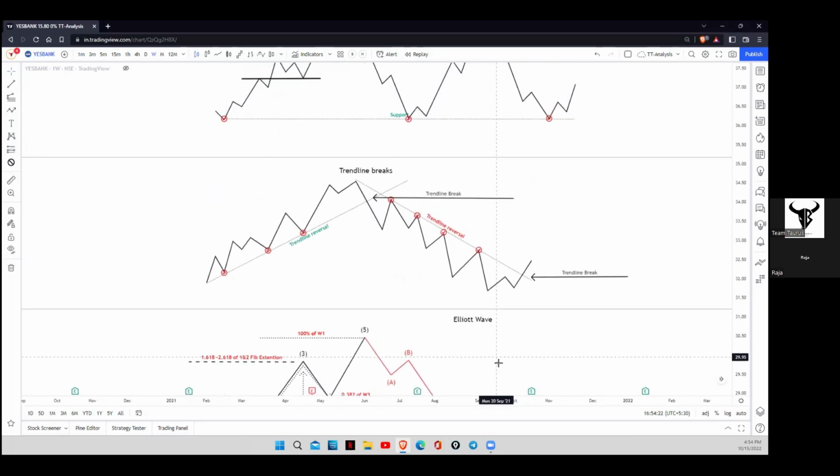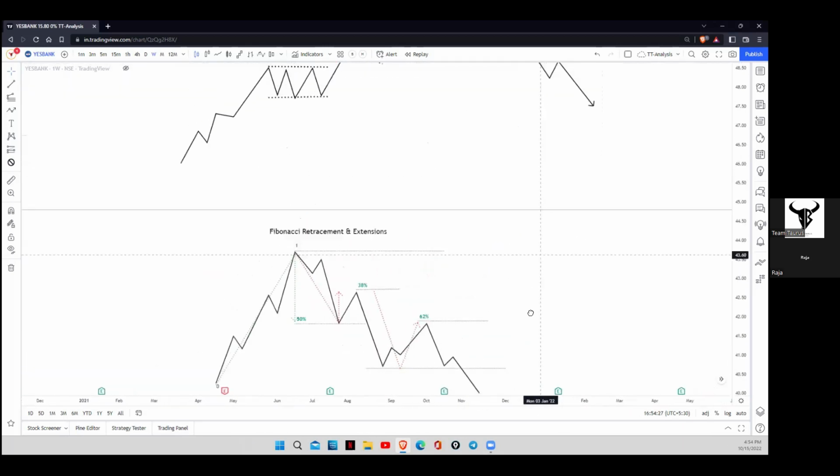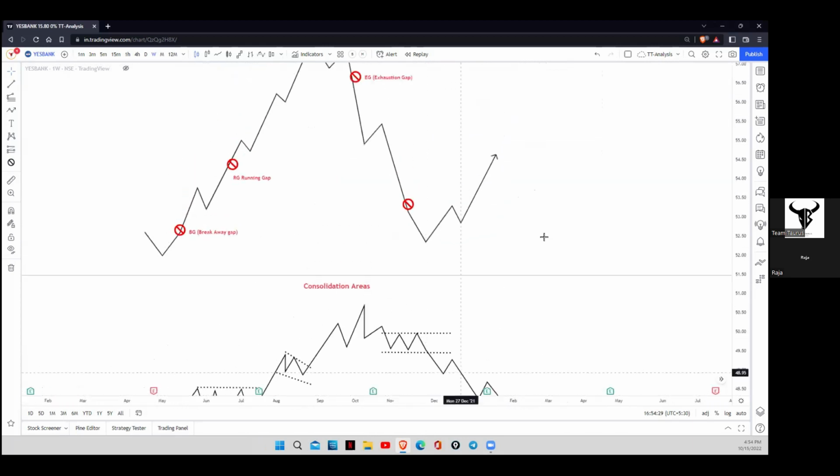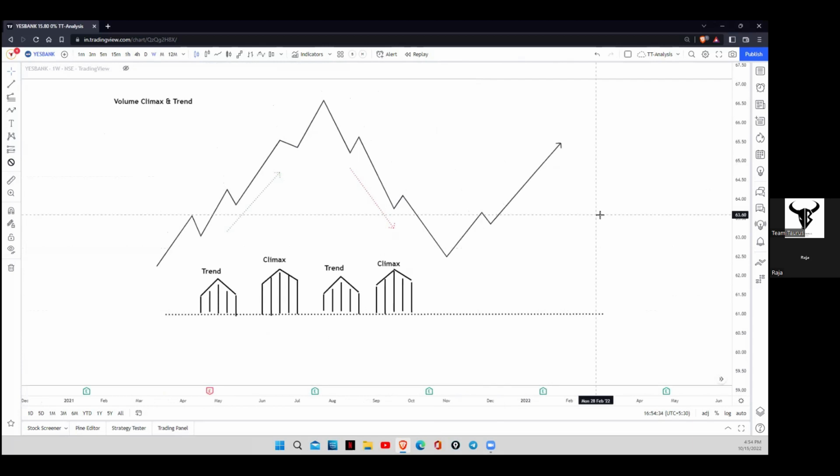So that's it, guys. These are the 6 important areas or 6 important methods to identify your entry points.